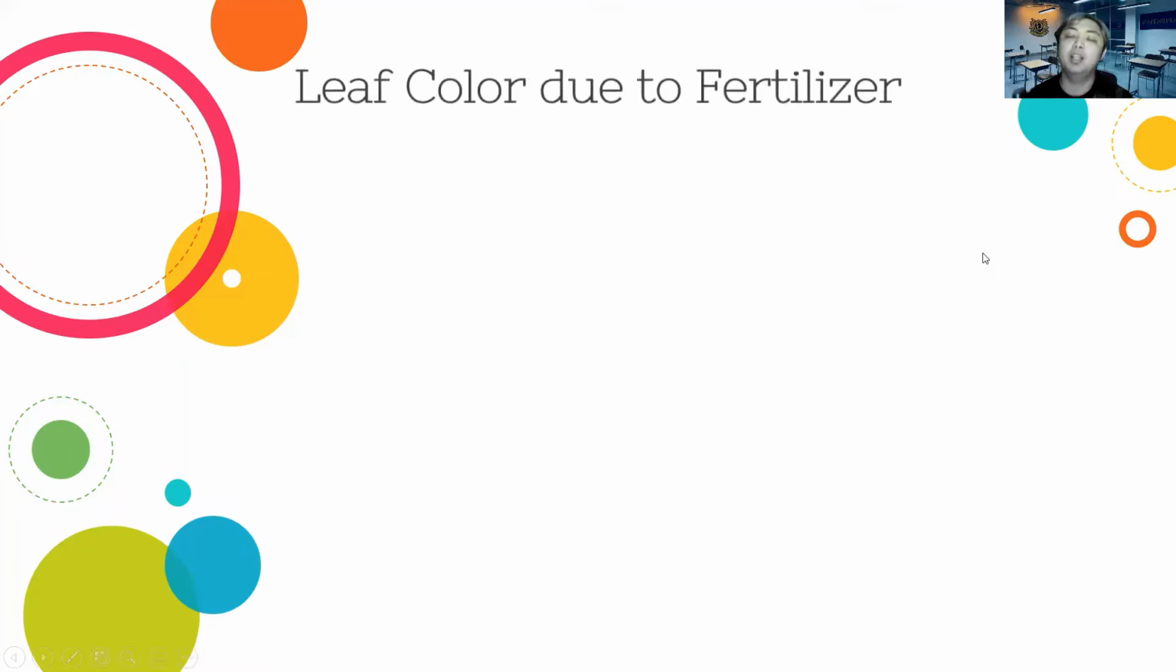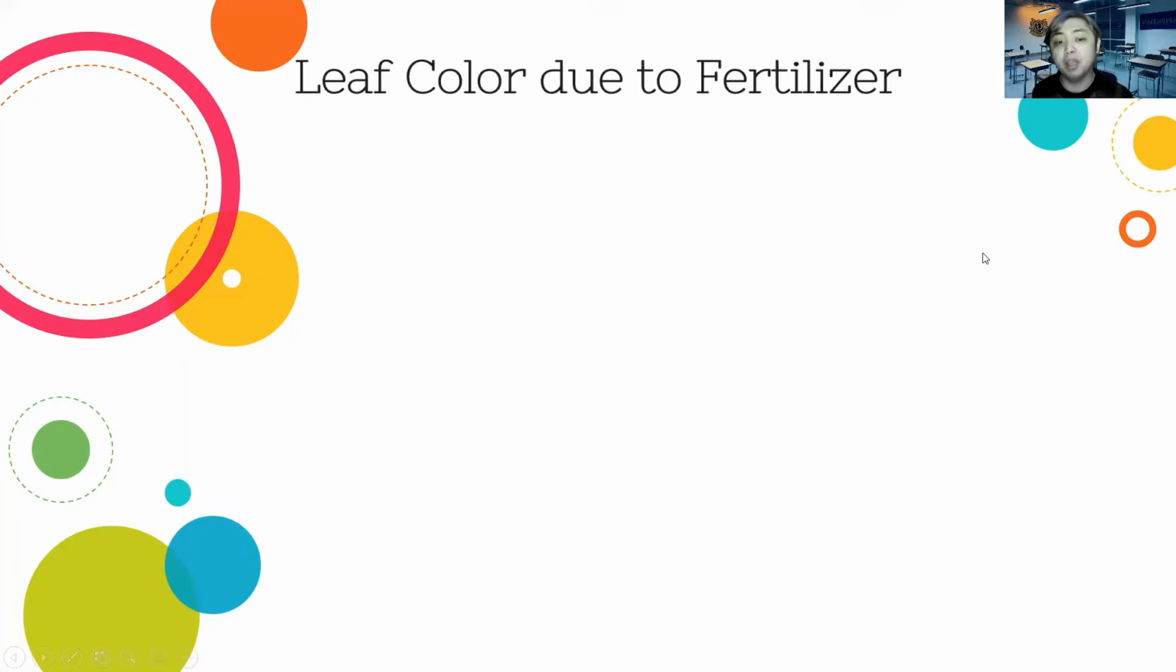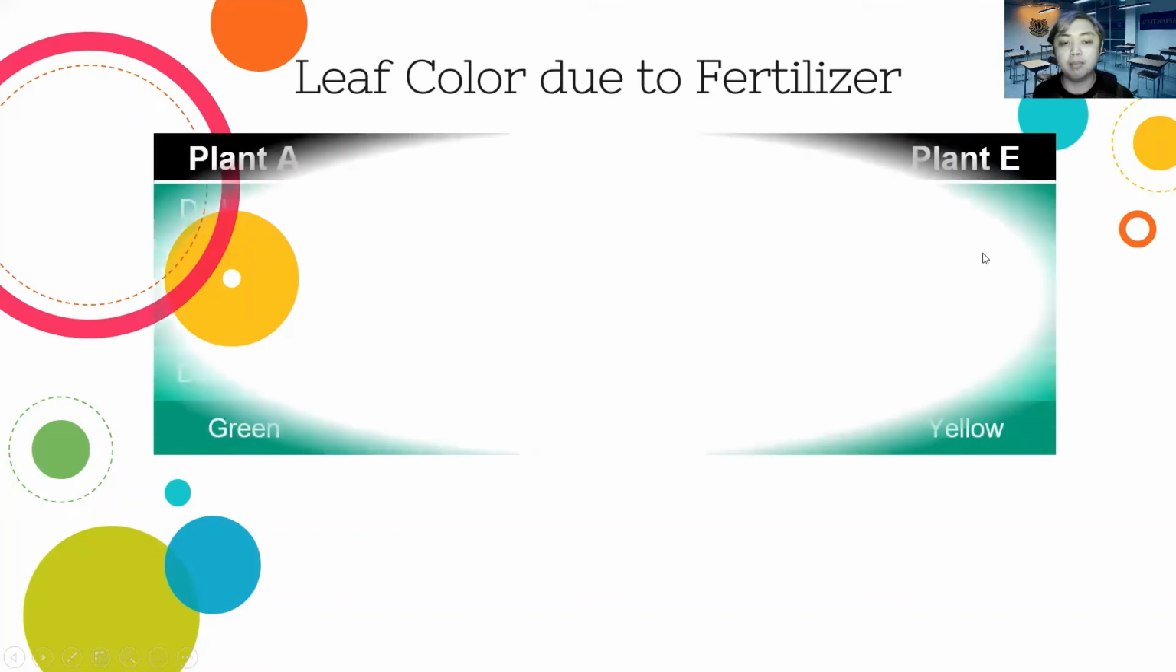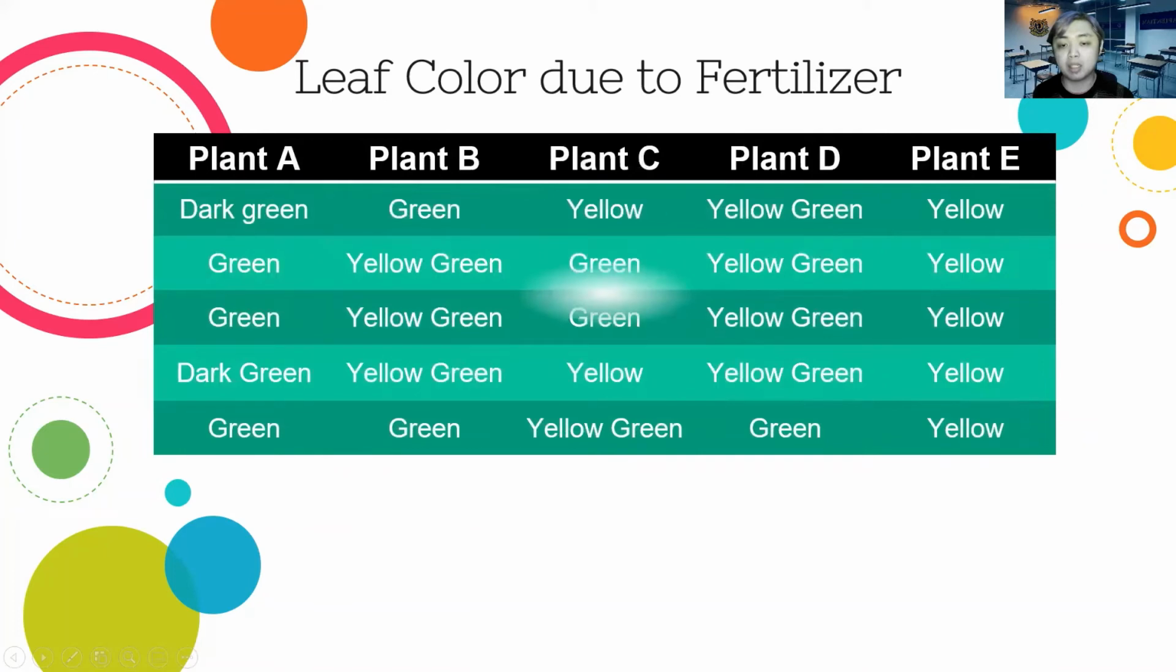For example, we have the data about the leaf color due to application of certain fertilizer on plant. And we have different plants that receive different types of fertilizer. So plant A, the color of the leaves are dark green, green, green, dark green, and green. For plant B, it receives another type of fertilizer. So it has a different set of colors of leaves. Plant C, D, and E.